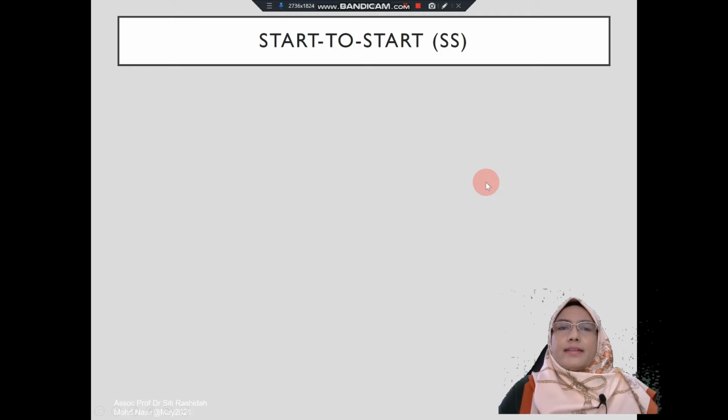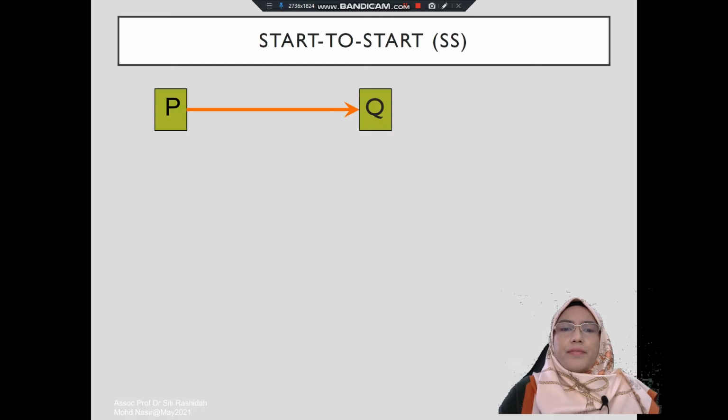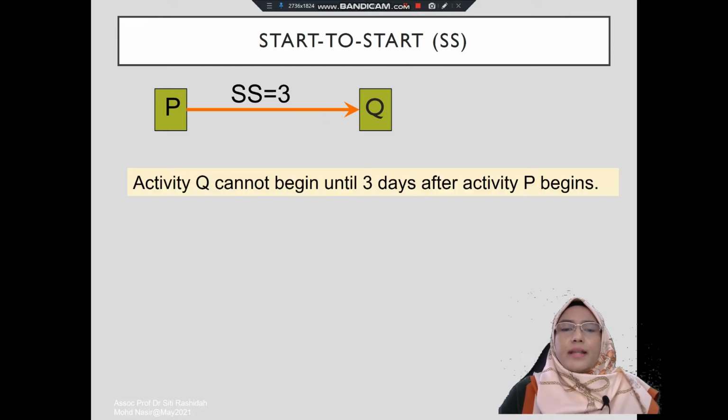Let's look at the second example of start to start relationship. In this case, we have P followed by Q. And in this case, we state that there is a relationship between P and Q with the relationship of starts to start by 3 days. This means that activity Q cannot begin until 3 days after activity P begins.